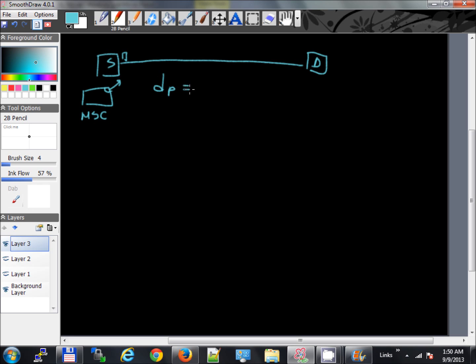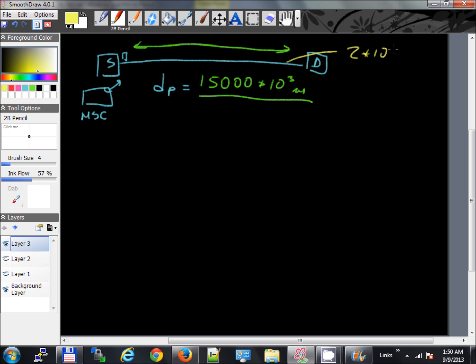So delay due to propagation is the length of this link, which is 15,000 kilometers, divided by, not the rate, but the propagation speed of the link, which is 2 times 10 to the 8 meters per second. That comes to 0.075 seconds.